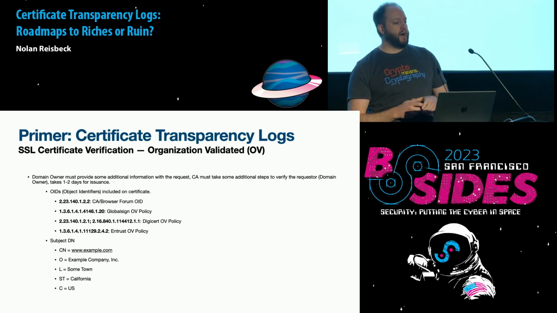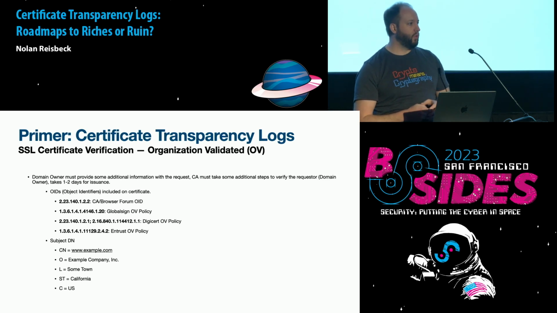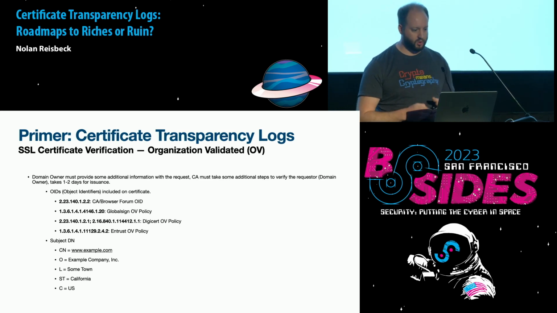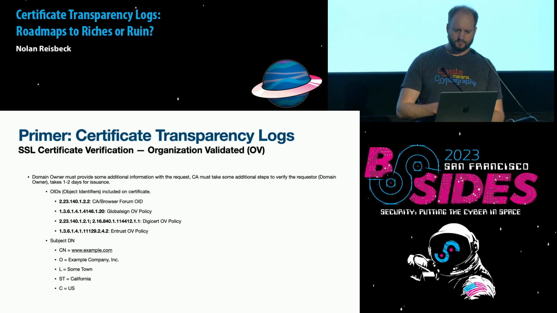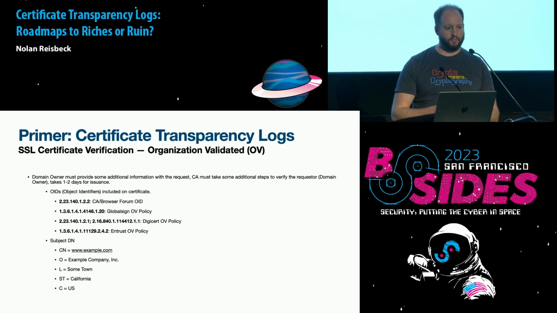Type number 2, we have an OV certificate, or organization validated. What that means is that if you go out and request a certificate for a business, like Widgets Co., you would probably want a little bit more rigor around the process of that. The CA will require some paperwork. They will basically, well, I'm sorry, I got ahead of myself there.